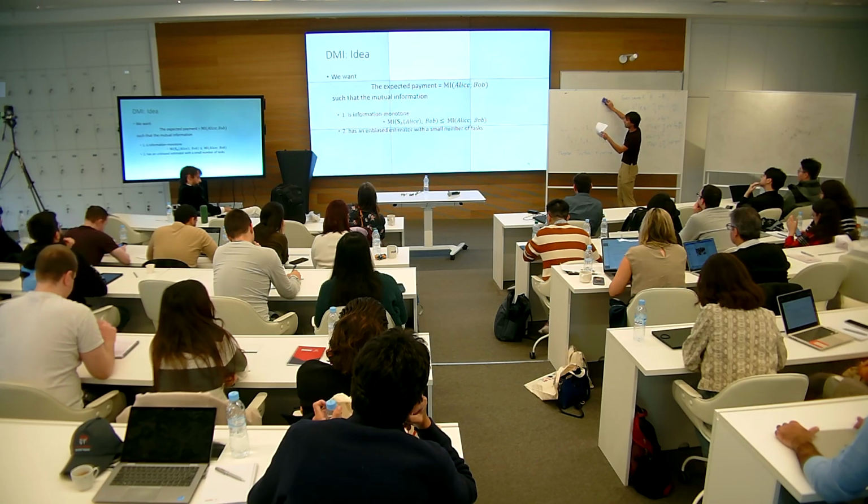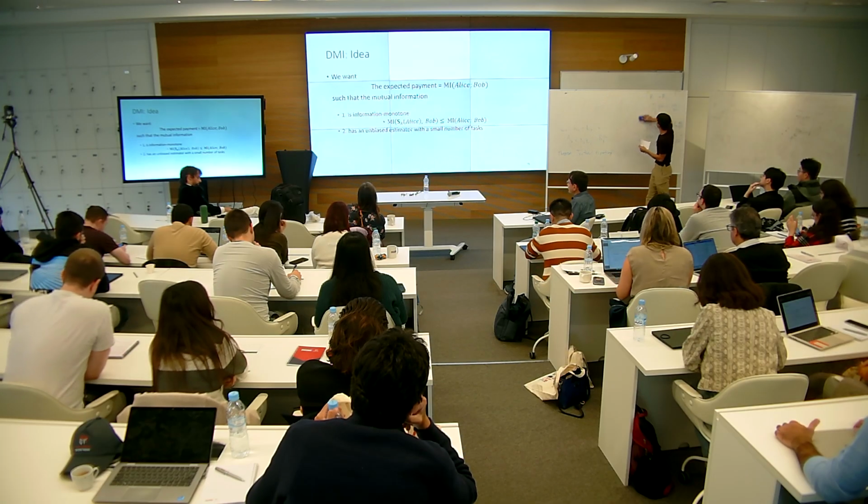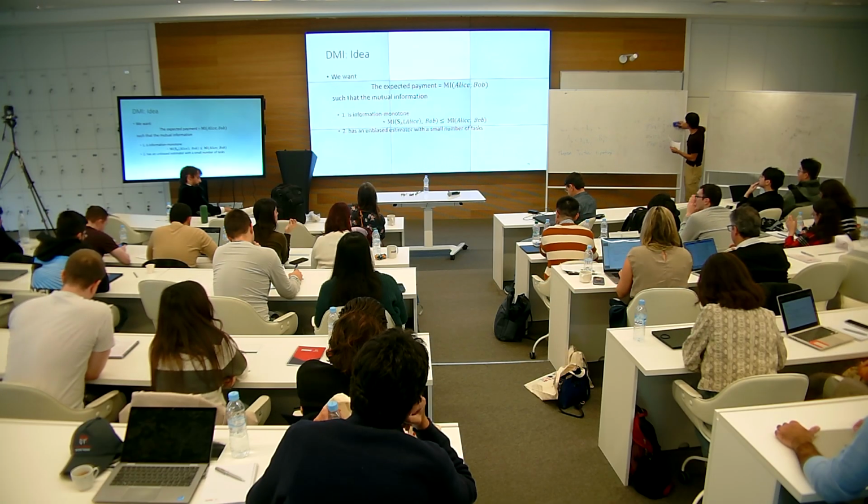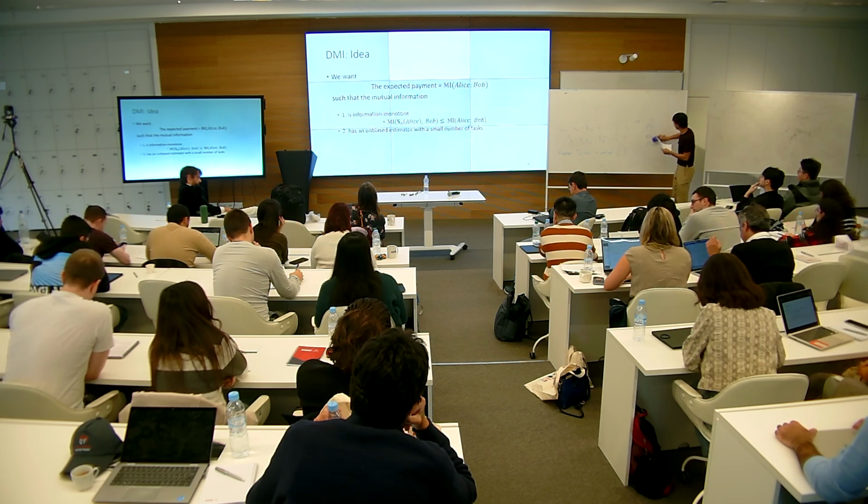But we need property 2. That's what we didn't have before this paper. We need this unbiased estimator.